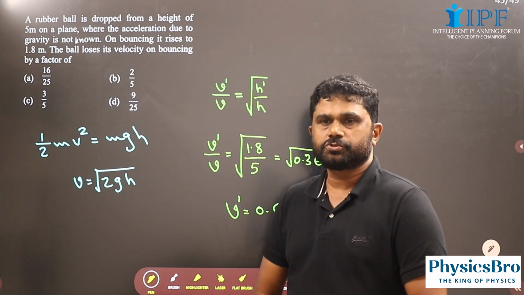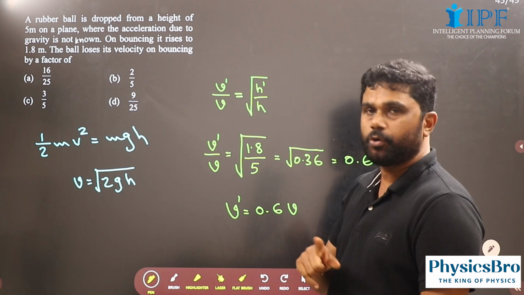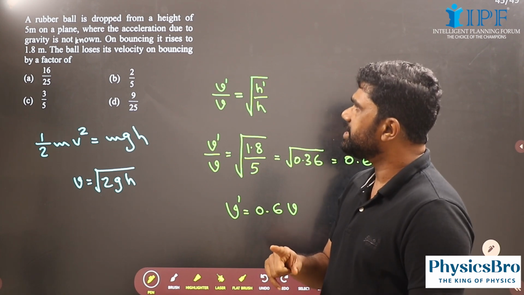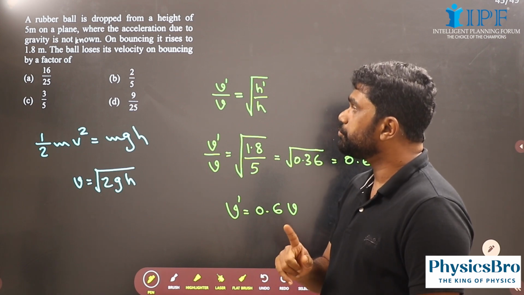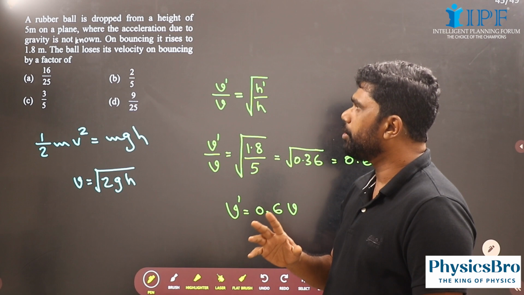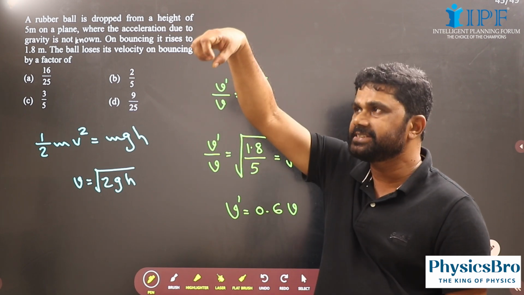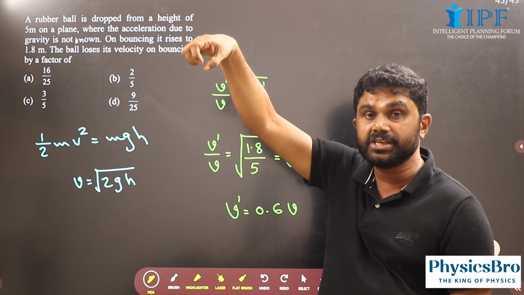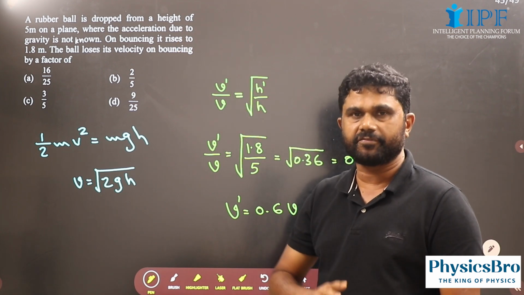Okay, next question. See, a rubber ball is dropped from a height of 5 meters on a plane where the acceleration due to gravity is not known. On bouncing, it rises to 1.8 meter. The ball loses its velocity on bouncing by a factor of? See, when a ball is released from a height h, its initial potential energy is mgh, and at the bottom its kinetic energy is half mv square.